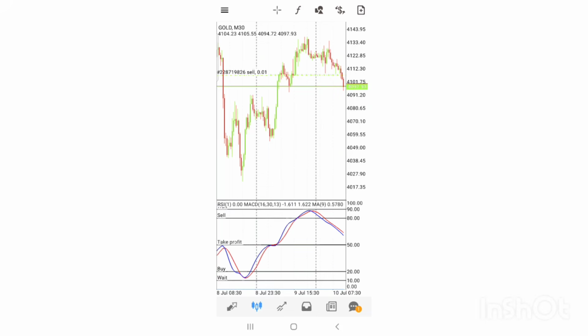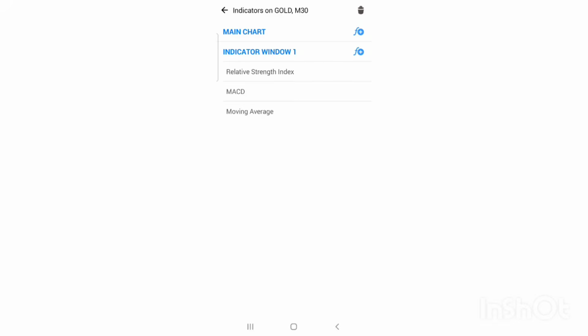So the first thing that I'm going to do here is to show you the settings, how you can add this indicator. It's a very simple indicator, it does not require a lot of stuff, no stress, not a lot of settings, just your patience to spot the right time to take a trade. So you click on the F sign. I'm going to teach you first how to set these wonderful settings. After you click on the F sign, the first indicator that we need is the relative strength index. So you click on indicator window on main chart.